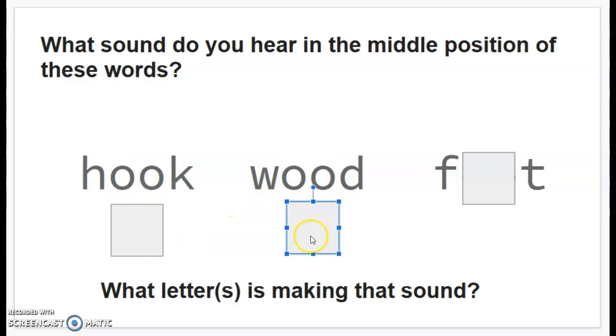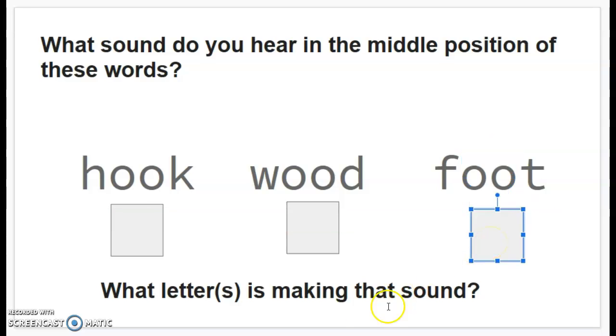Hook, wood, foot. Do you see letters that would make that sound? Yes, two O's. All these words have the sound in the middle position, and the double O's are the middle letters in all of these words. O O must be the letters making the sound. How many sounds do you hear?